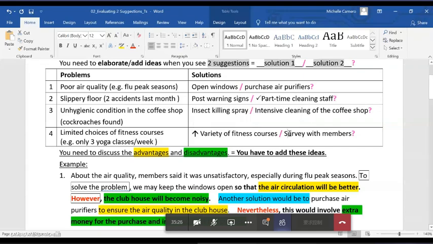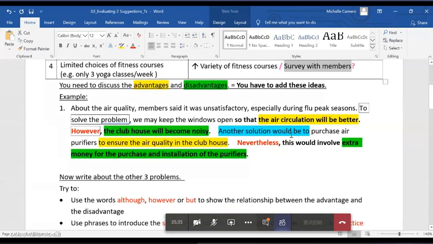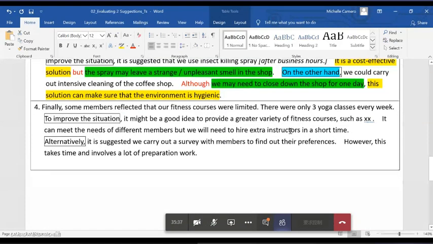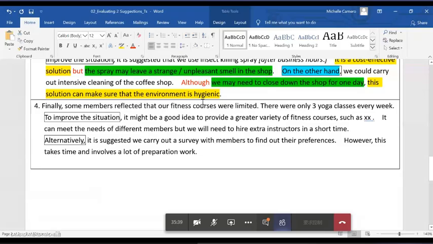And then be careful with this one, survey with members. You can use survey as a verb or as a noun. So let's see how they used it here. All right, so we've got this one here. Finally, some members reflected that our fitness courses were limited. There were only 3 yoga classes every week.